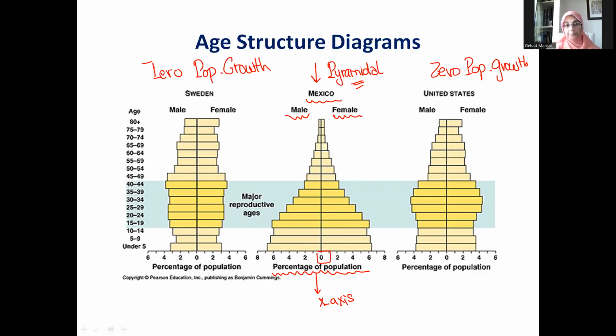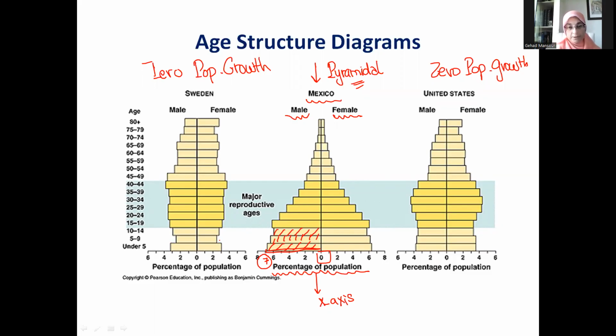If we try to interpret this age structure diagram of Mexico, for example, we will find that here, this distance is about 7% of the population. So those pink areas represent a percentage that is 7% of the population, or 6.5.